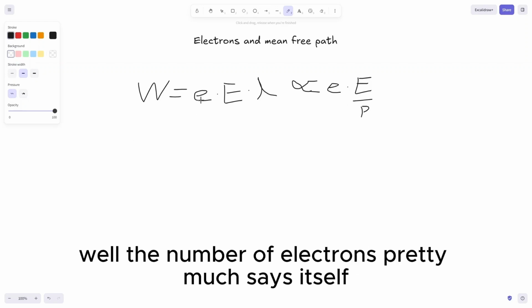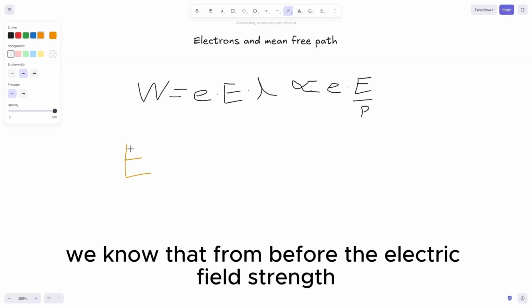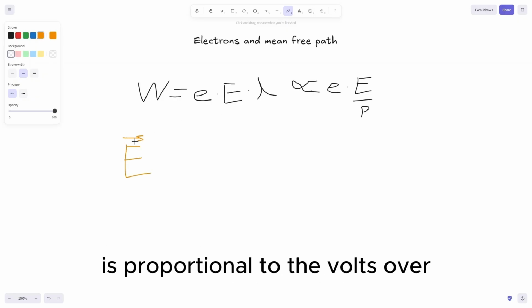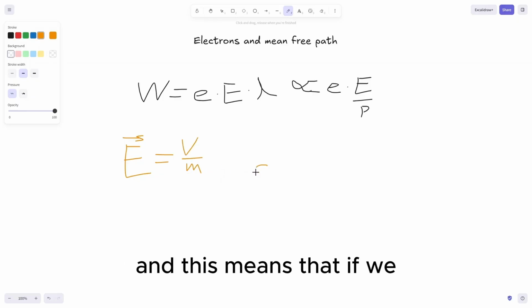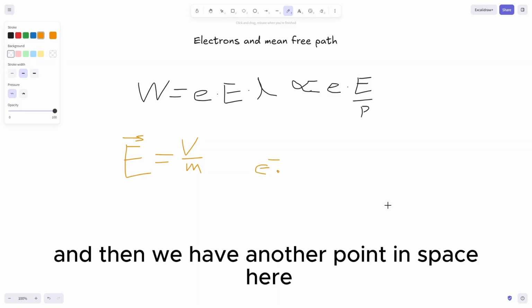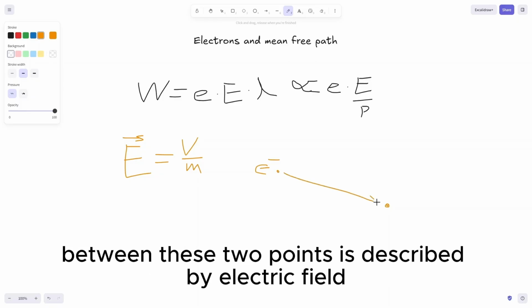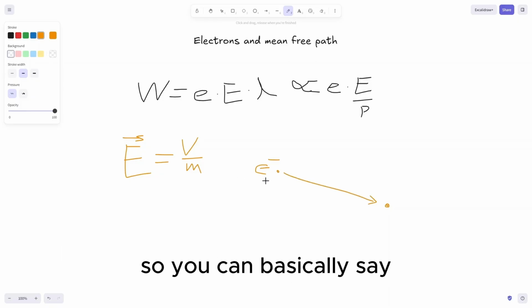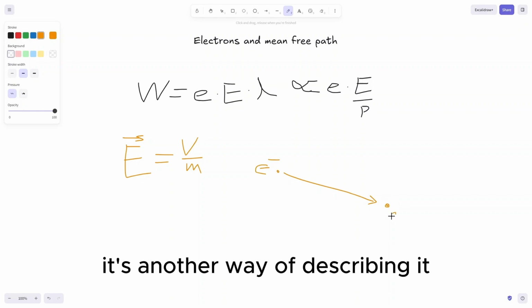Well, the number of electrons pretty much says itself. That's how many electrons we got in the medium. The electric field strength, we know that from before. The electric field strength is proportional to the voltage over meters. And this means that if we have an electron here at some point in space, and then another point in space here, then the energy or the potential between these 2 points is described by the electric field. So you can basically say it's how much energy is gained from traveling from this point to this point. It's another way of describing it.